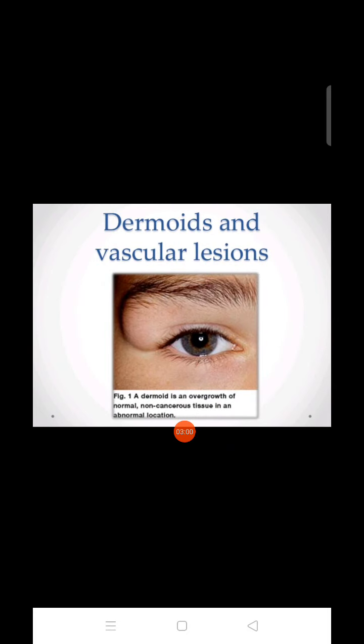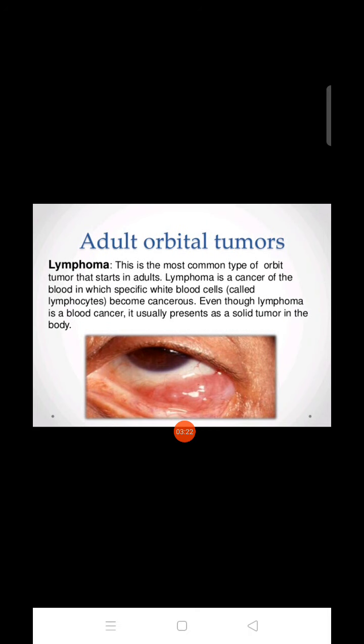Next one is dermoid and vascular lesions. A dermoid is an overgrowth of normal non-cancerous tissue in an abnormal location. In this, an overgrowth will happen, and the non-cancerous tissue will form in an abnormal location.